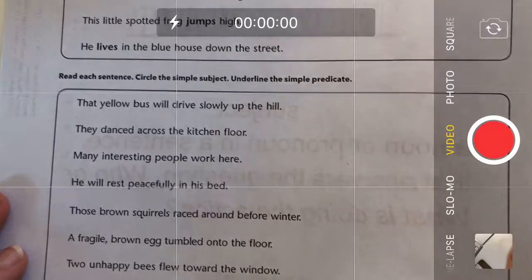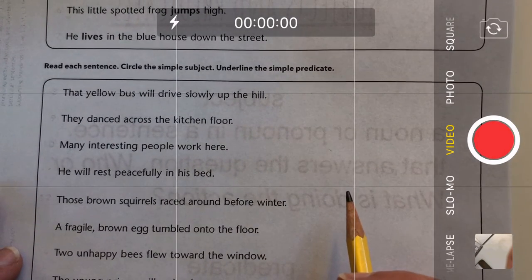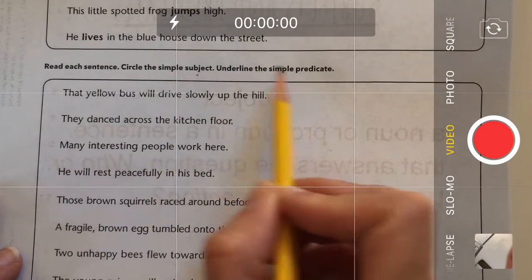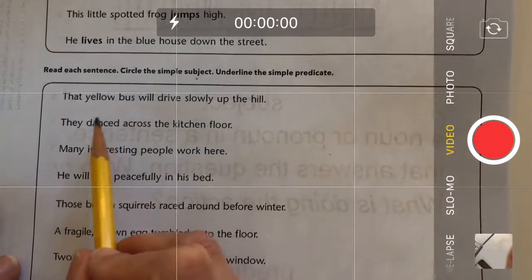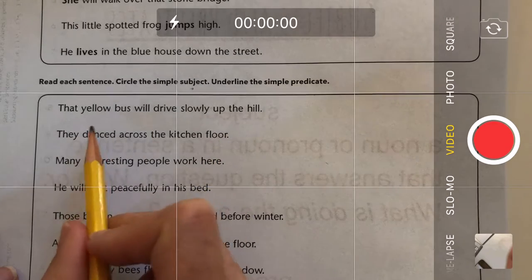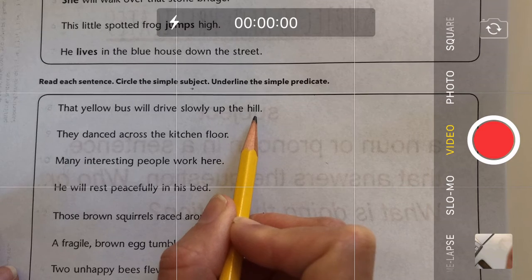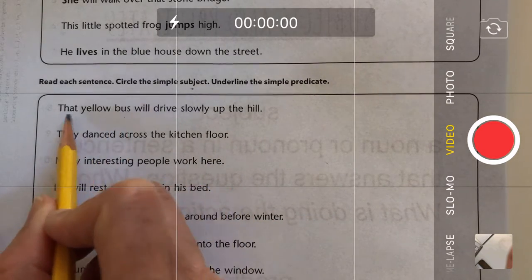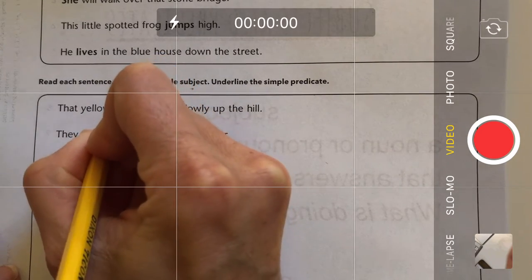The next section says, read each sentence. Circle the simple subject, underline the simple predicate. Who is doing the action? What is the action? Noun, verb. That yellow bus will drive slowly up the hill. Who or what is doing the action? That yellow bus, but I'm just going to circle bus.